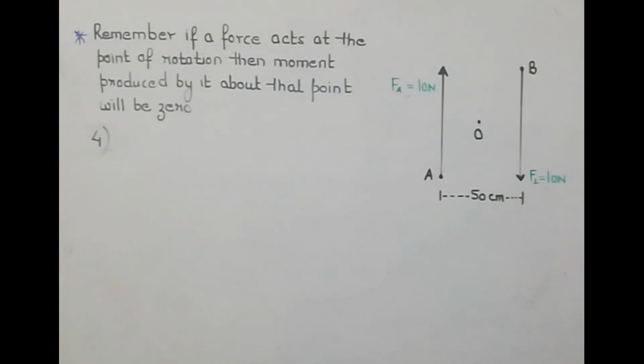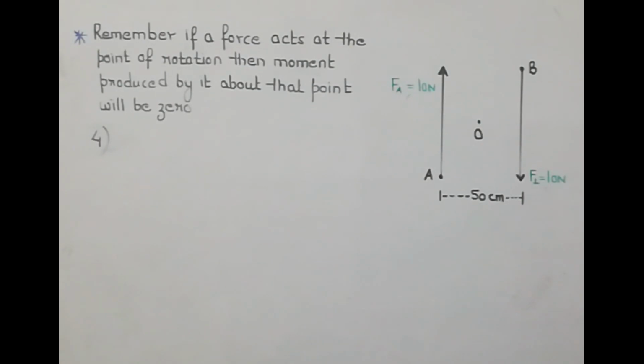Now let's try this question number 4. In numerical number 4, they are saying, now before doing numerical number 4, I have written a point over there. You keep this point in mind. If a force acts at the point of rotation, then the moment produced by it about that point will be 0. Now for example, before doing this question, let me explain to you. We have 3 points marked in this question: A, O and B. Now you can see at point A, force Fa is acting.